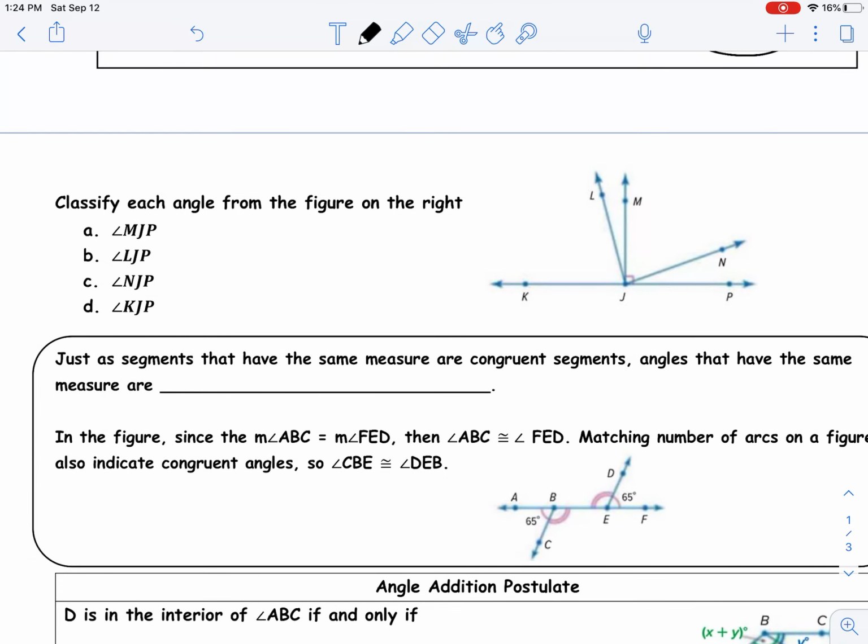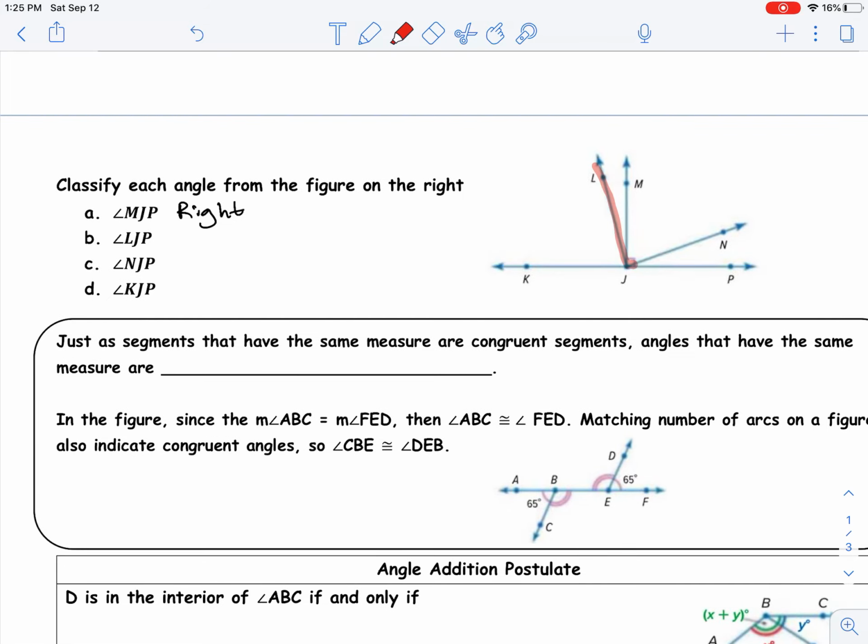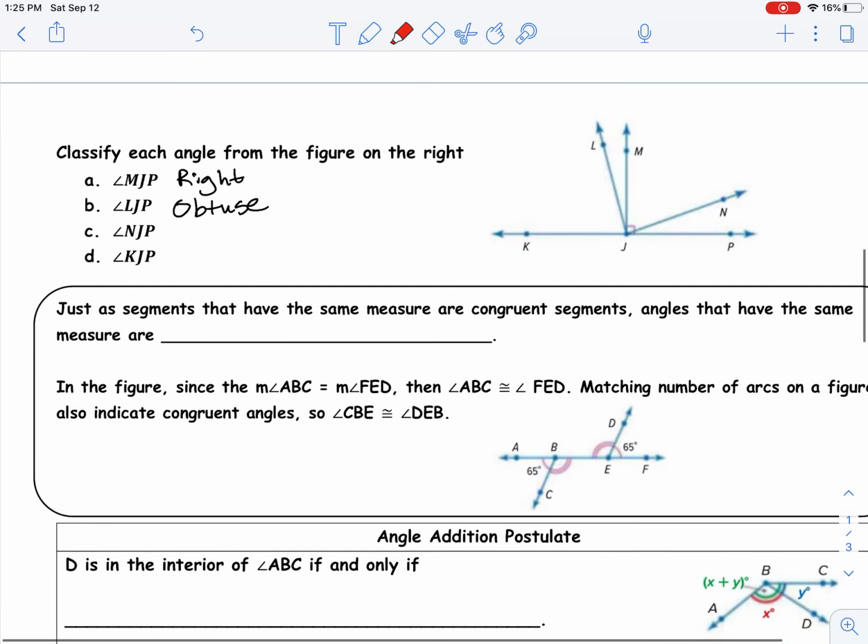Classify each angle from the figure at the right. M to J to P. Again, this is like connect the dots. MJP. That would be M to J to P. That is a 90-degree angle, and we can tell because there's that little 90-degree box there. So let's put 90 degrees or right angle. Next one, L to J to P. It looks bigger than that 90-degree angle, so I'm going to put that as obtuse. N to J to P is definitely an acute angle. And then K to J to P, that is definitely a straight angle.